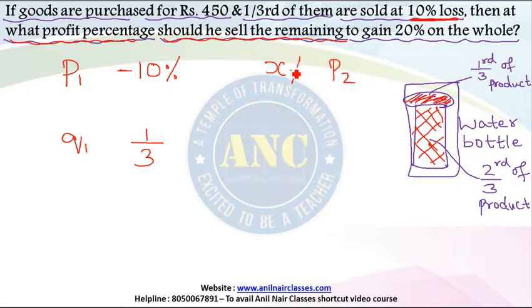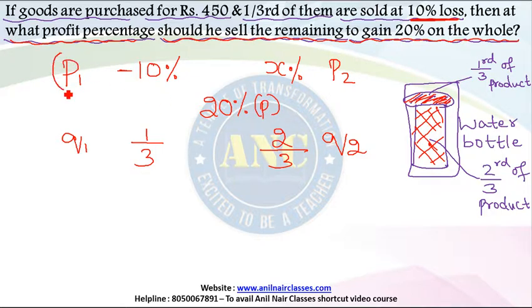That means this remaining two thirds of the product, I should sell at some profit percentage. At what profit percentage should you sell the remaining two thirds so that you gain 20 percent on the whole transaction? On an average, you are gaining 20 percent. Again I am repeating the question, sir. Initially I sold one third of the product at 10 percent loss. Yes, I agree that I am having a loss in this business. But that really does not mean I should have loss in future also.